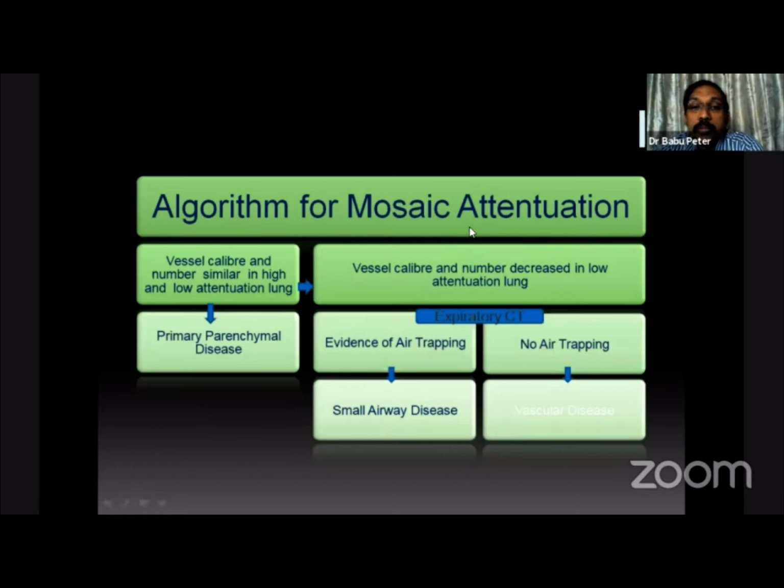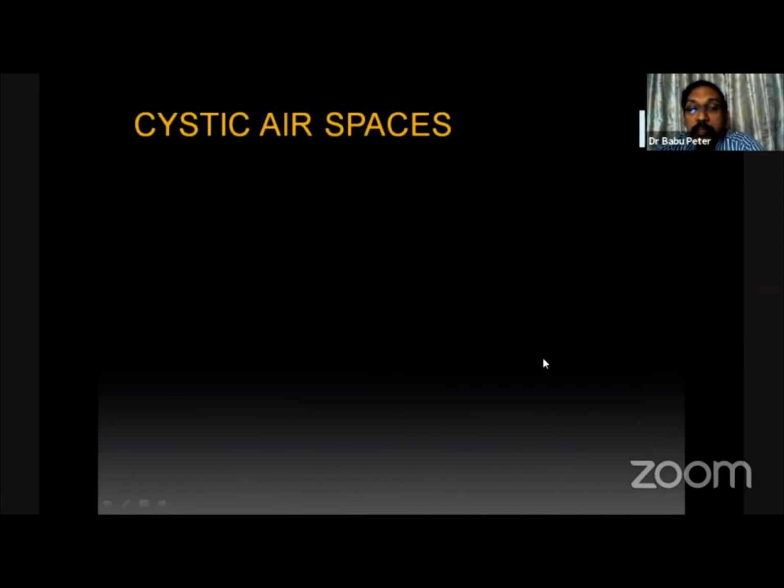So the algorithm for mosaic attenuation: if vessel caliber and number is similar in high and low attenuation areas, then it is due to a primary parenchymal disease. If vessel caliber and number is decreased in low attenuation areas, do an expiratory CT. If air trapping is seen, it is small airway disease. If no air trapping, then it is due to a vascular disease. So I hope that all of you are clear with the mosaic attenuation pattern and how to differentiate it, so as not to confuse it with ground glass opacification.